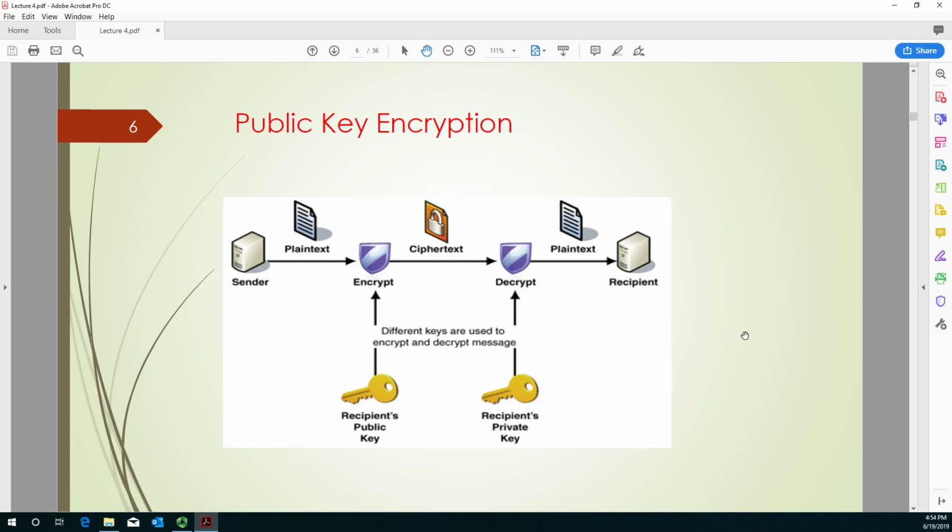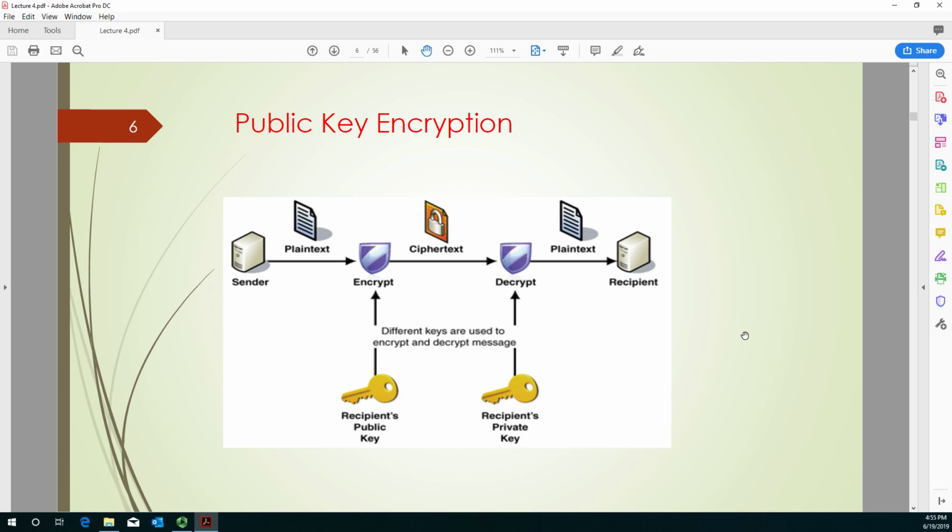Okay, so let's touch upon this important topic of public key encryption. Public key encryption is a very important topic that I usually ask questions on in the midterm exam, final exam, quizzes, etc. So there are two main types of encryption. One is symmetric, the other one is asymmetric. Public key encryption uses asymmetric. So what is the difference between symmetric encryption and asymmetric encryption?